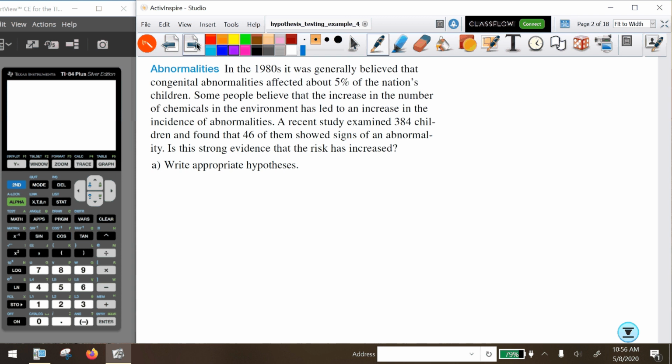So our null hypothesis is always the boring situation that nothing has changed. I'm going to write that by using the book's notation. H sub 0 is our null hypothesis, and that is that the proportion of children affected by congenital abnormalities is equal to 5%. Now for our alternative hypothesis, there's a little subtle clue given in that last sentence. Is there strong evidence that the risk has increased? Because it uses the word increased, I'm going to set my alternative as greater than 0.05.